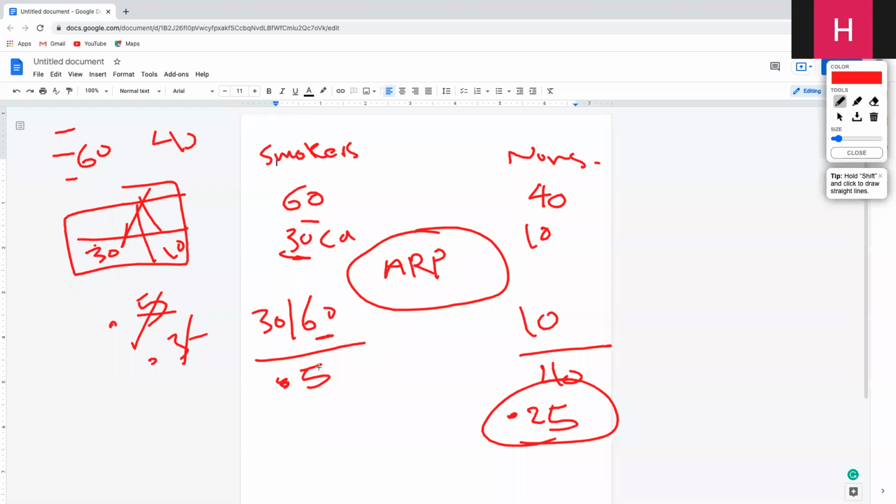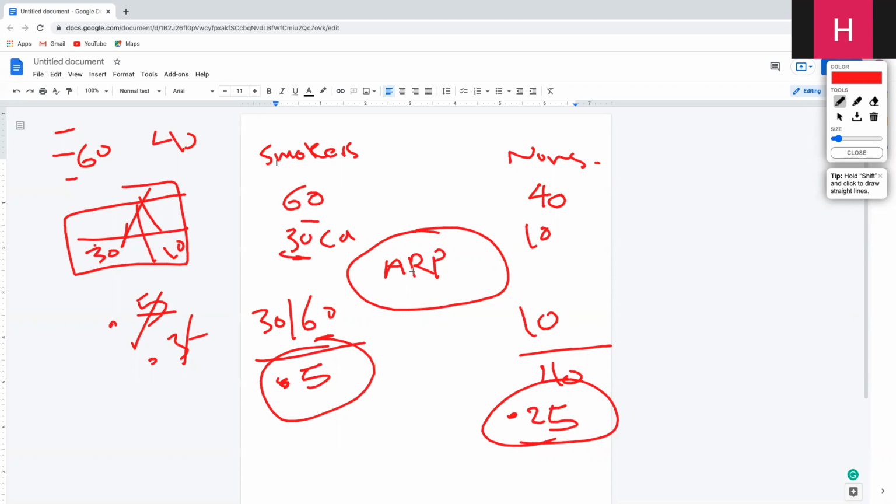So here you have 50% and here you have 25%. So 50% of people who are smoking develop the cancer, or are at high risk of developing the cancer, while 25% in the non-smoker group also develop the cancer. So this is just the risk. This is when I ask you just what is the risk among each group.